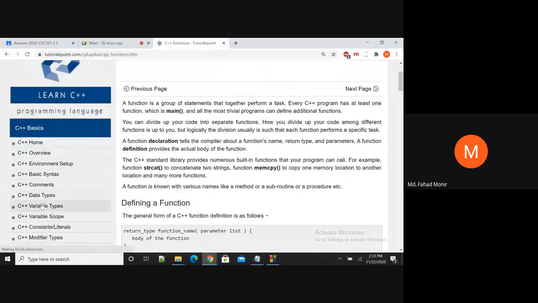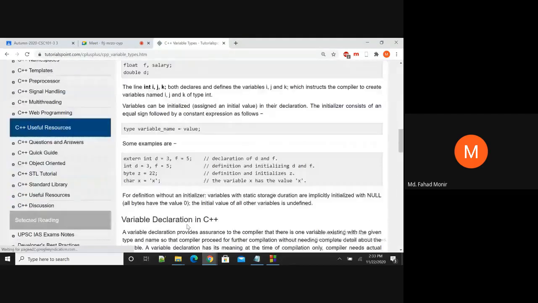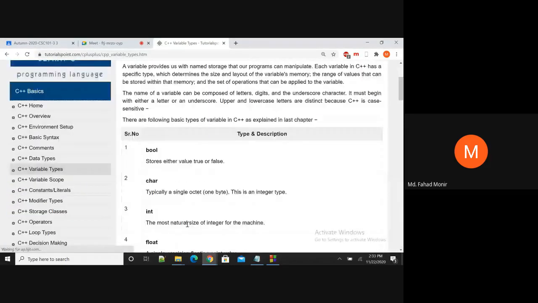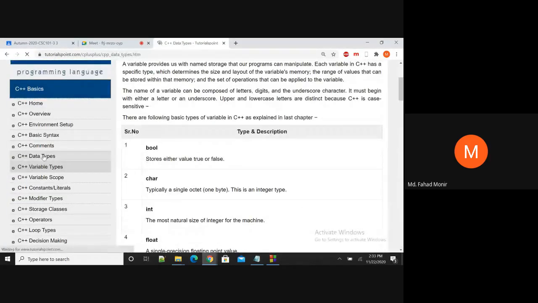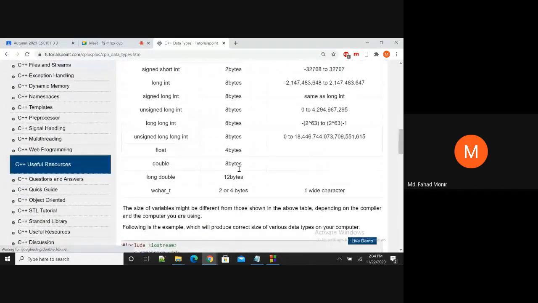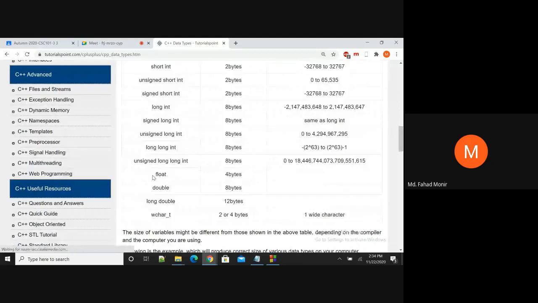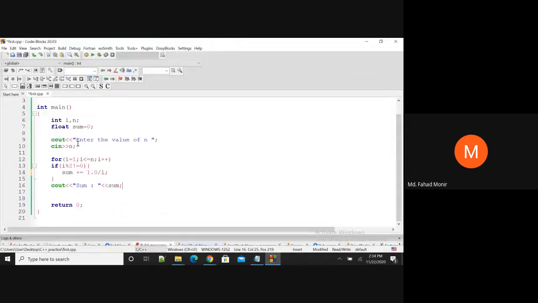Let's go back here and see the variable types. Here you see in your data types, it was mentioned, for integer, here we have float will take 4 bytes, and double will take 8 bytes. So how many bytes you are taking to store your data depends on the type you are initializing. It could be either float or double. If double, then it will allocate 8 bytes. If it is float, then it will allocate 4 bytes. So that's why it doesn't matter whether you take float or double here.